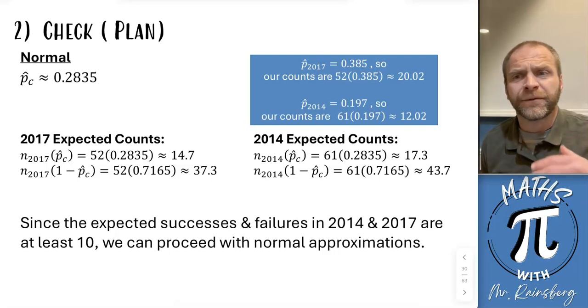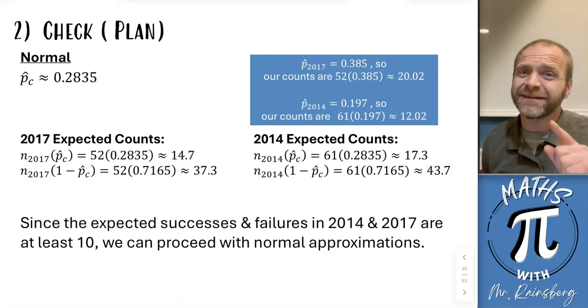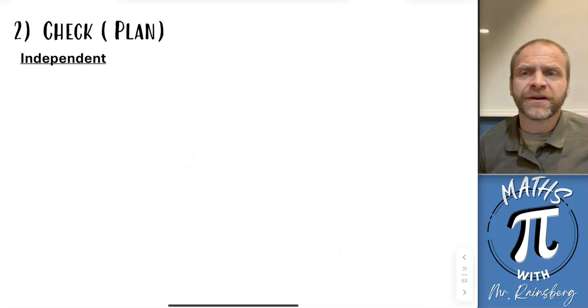So be very careful when it comes to the normality part of that check step, but I still need to check for independence. And so I'm looking at independence.